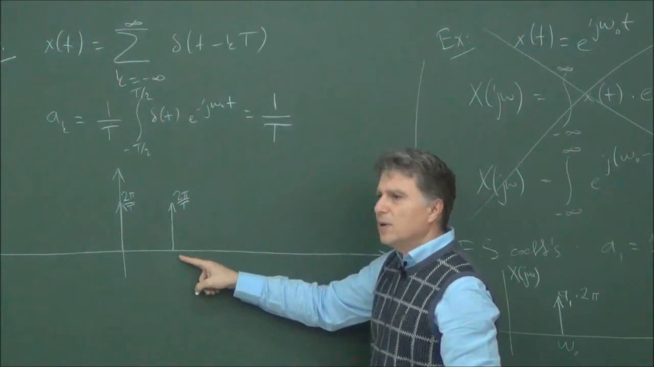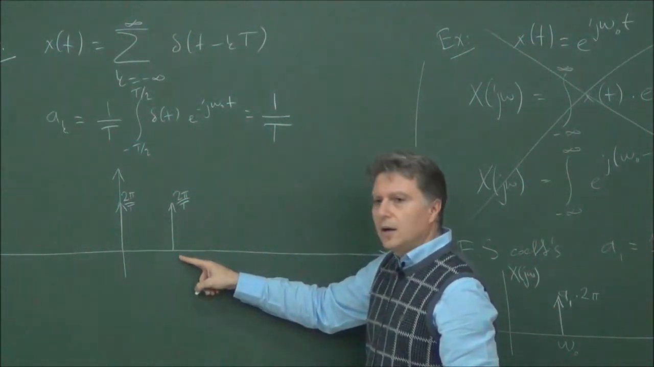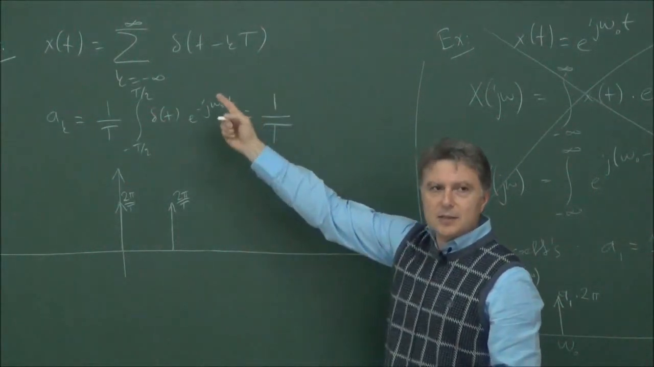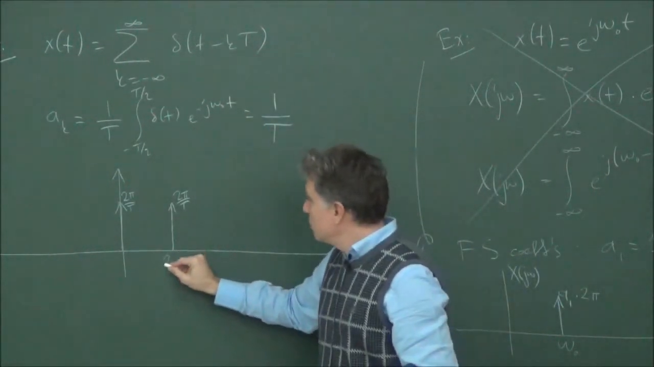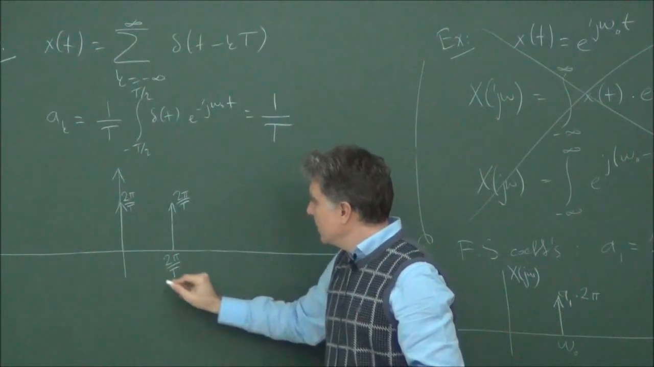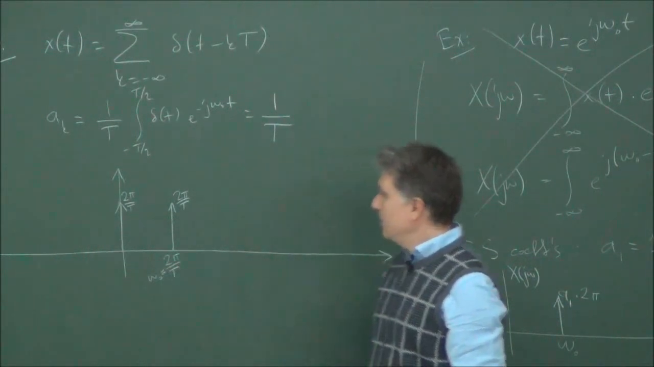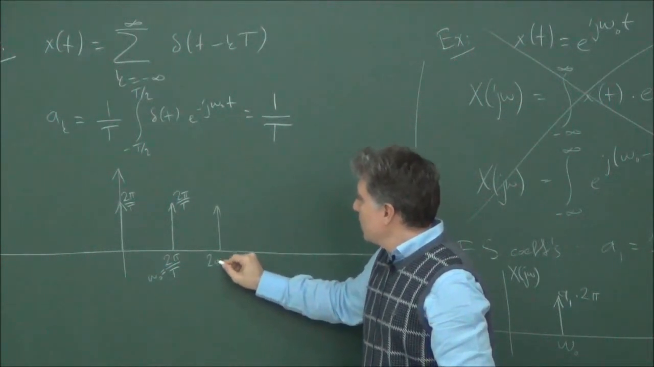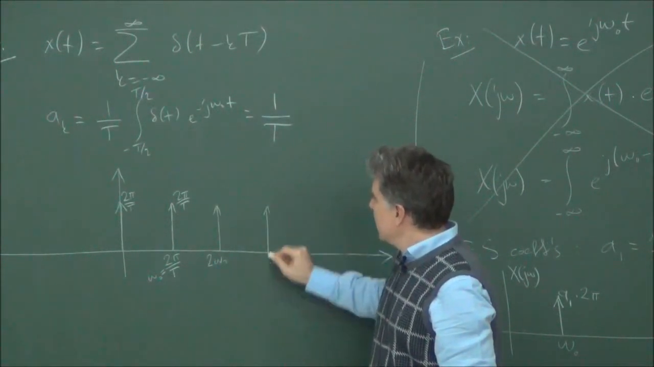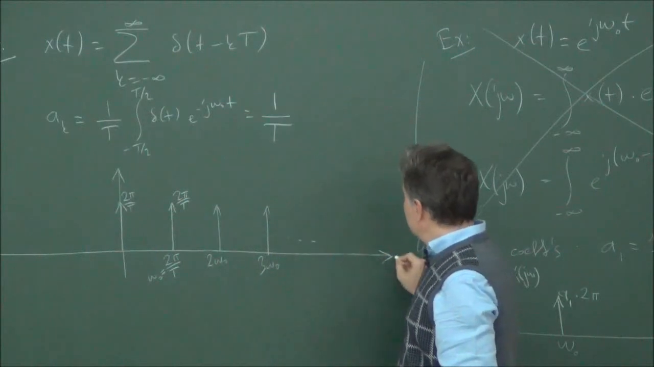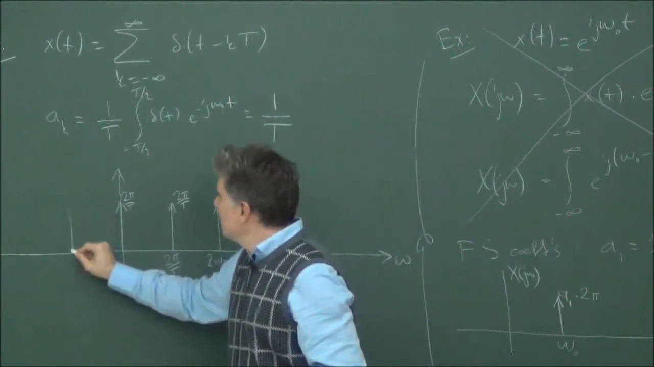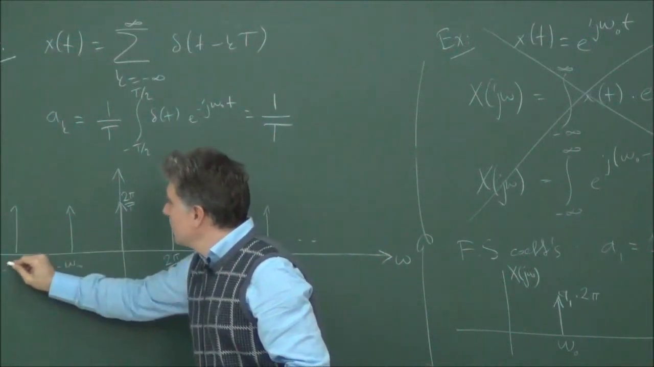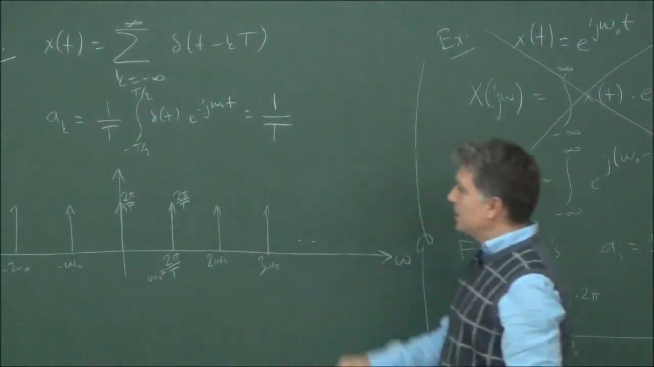What is omega 0? Omega 0 is the frequency. The period is capital T. What's the frequency then? 2 pi over capital T. That is omega 0. And then the same impulse at 2 omega 0, the same impulse at 3 omega 0, and it goes on to both directions. Minus omega 0, minus 2 omega 0, etc.